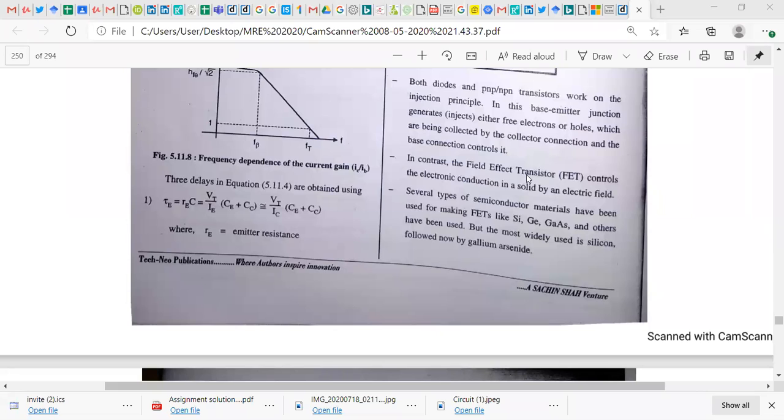Yes, Abdul Aziz. Any other difference between BJT and FET? Afnan, BJT has low input impedance and FET has high input impedance. Correct. Asif, can you elaborate any more differences between BJT and FET?